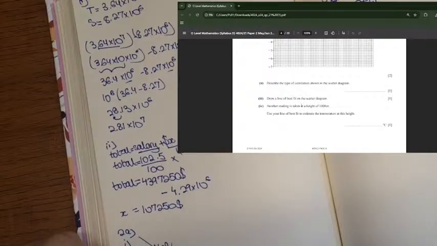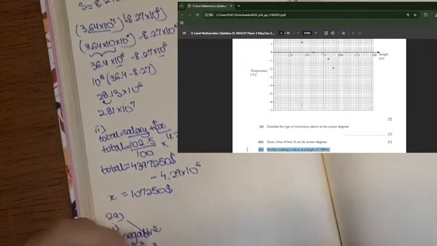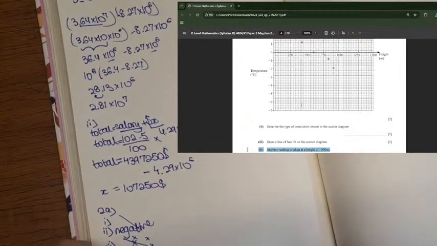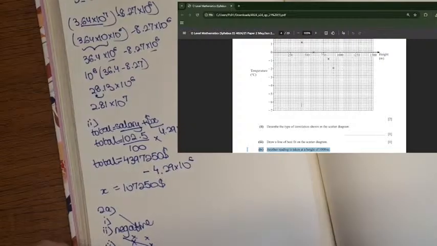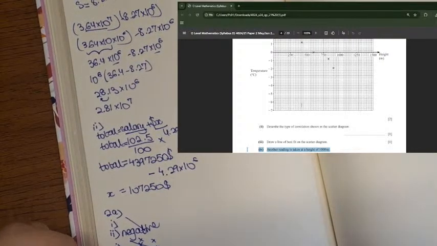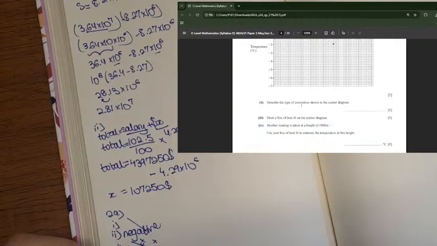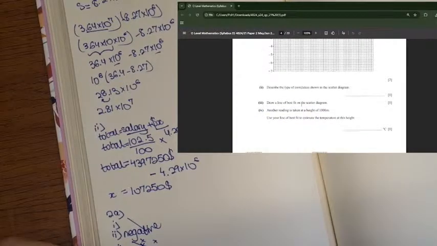The next question that they ask is that another reading is taken at a height of 1000 meters, and we need to use our line of best fit to estimate the temperature at this height. So what we'll do is on the x-axis we have the height, right? So we'll go to 1000 and then go to our line of best fit. Wherever 1000 intersects with our line of best fit will be the temperature that we will take as the answer. The answer key basically says that this temperature can be around 7.88 to 7.884.